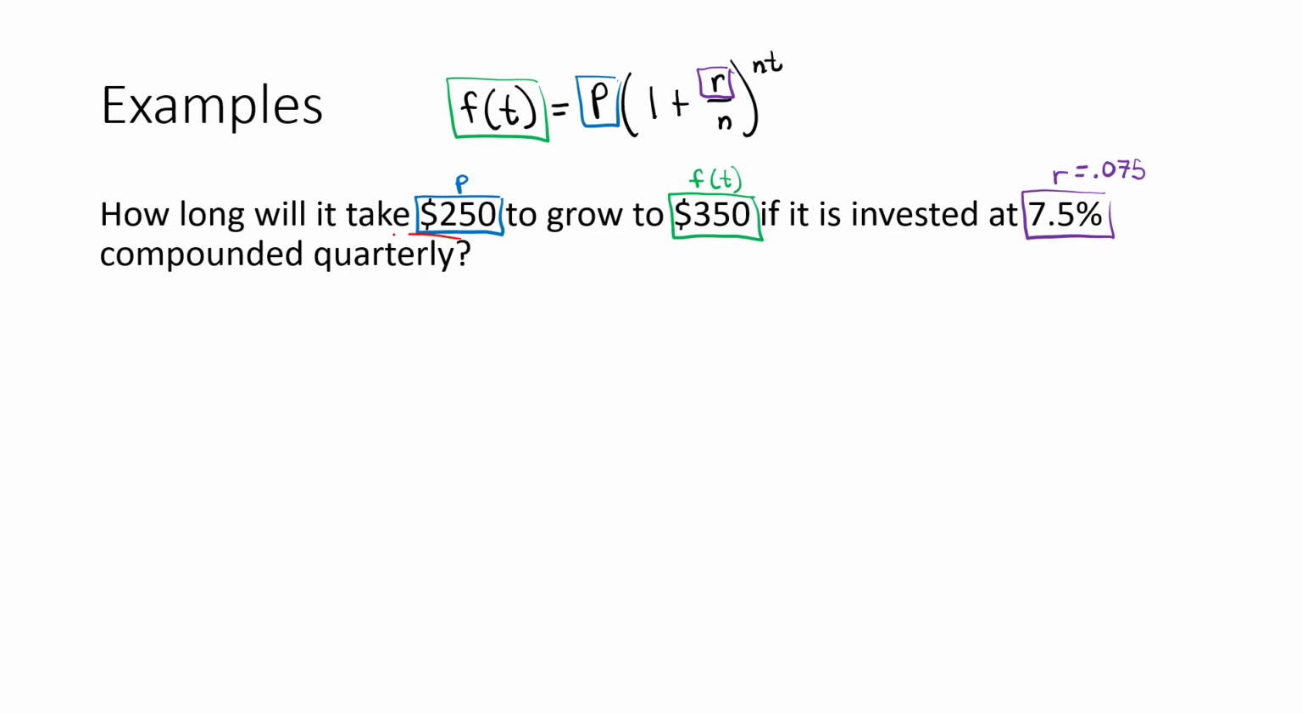And it's compounded quarterly. How many quarters in a year? That's the number of compounds in a year. There's 4 in a year. So that is the N in this equation.